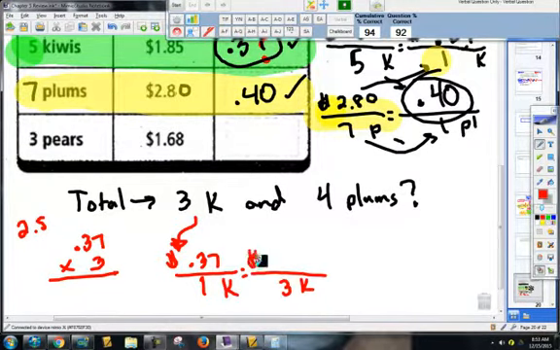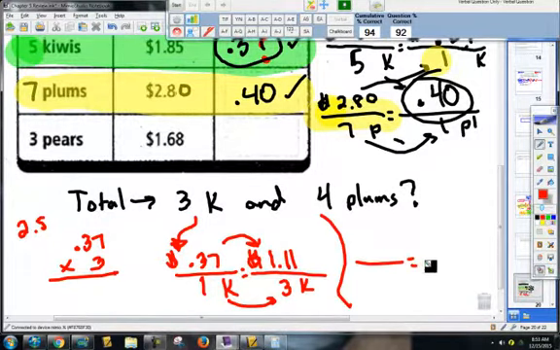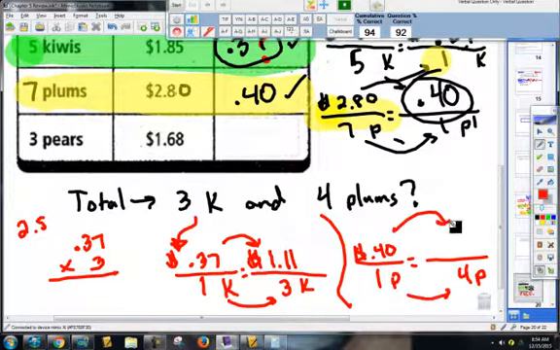Now I know that I'd just be multiplying by 3 to both top and bottom. Or you could cross multiply and then divide. Either way, what are you going to get here? $1.11? Is that right? $1.11. Now for plums, I know that it costs 40 cents per plum. So if I want to buy 4 plums, then there we go. Times 4, times 4. This is going to give me $1.60.